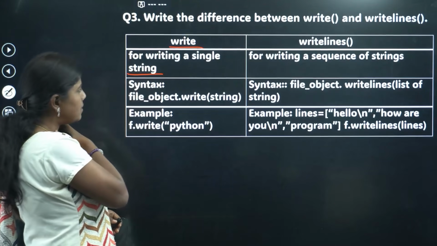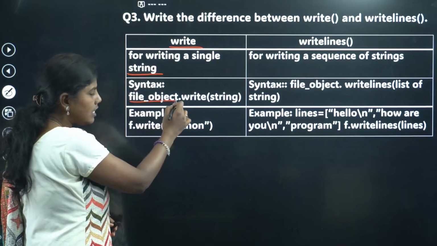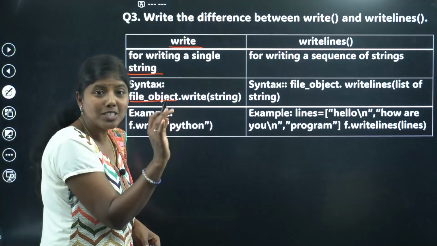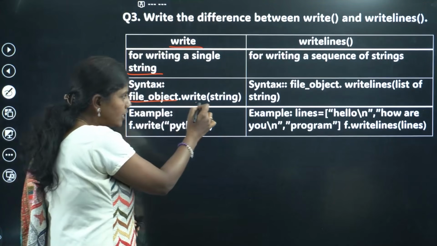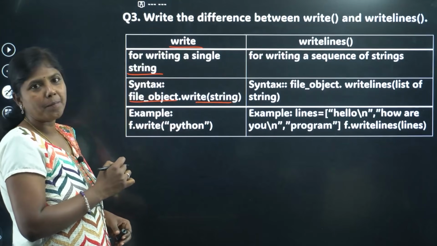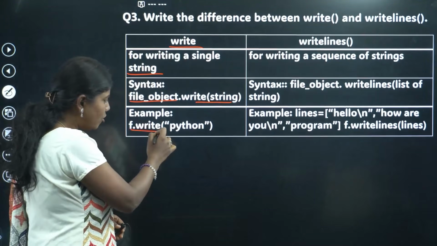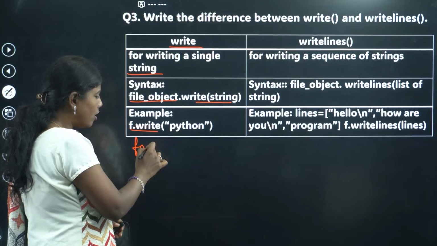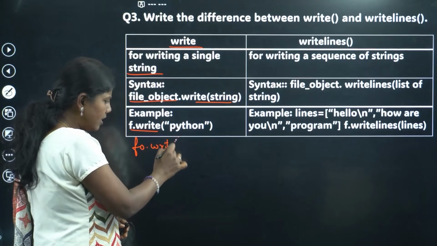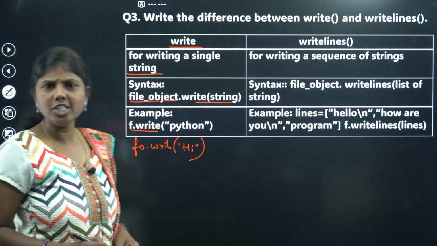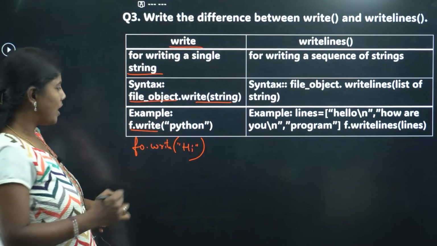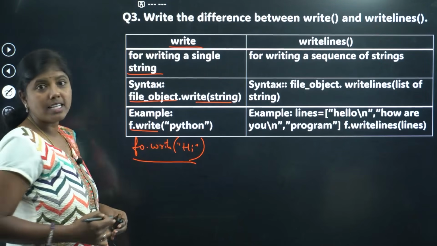So what is that example? The syntax you can just see here. How do you call any function? File object, who is returning? Open is returning. So file object dot write string. Example, fo.write Python. Hi students, how are you all? How is the energy? Good, great. So this is going to be an example for that.